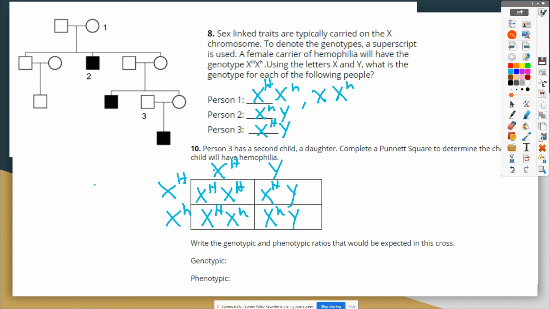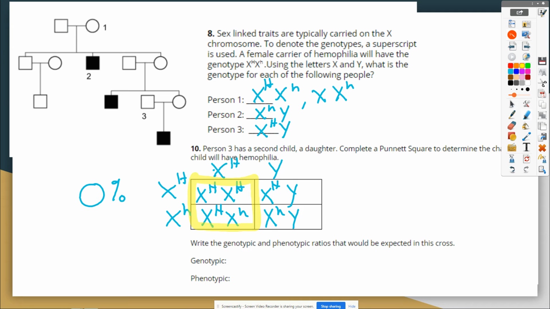The correct answer is 0%, because, guys, they told us it was a daughter, right? So we're going to look at just the daughters. Do any of the daughters have hemophilia? No.